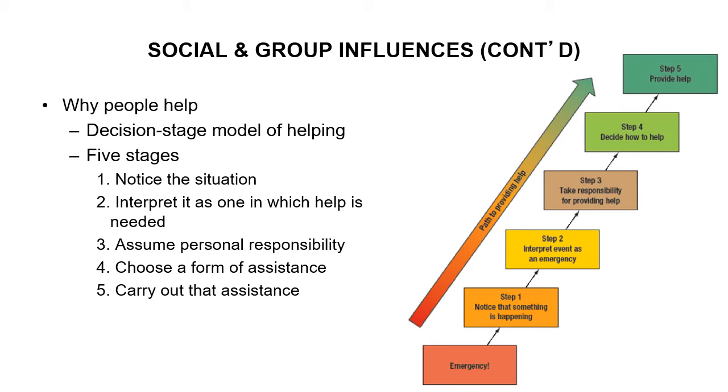As far as helping though, why do people help? Well, there's what's called the decision stage model of helping, and helping occurs basically in a 5-stage process. First stage, you notice the situation. Second stage, you interpret it as one in which help is needed. Third, and this is the important one, assuming personal responsibility. Fourth is where you choose the form of assistance. And then fifth is where you actually carry out the assistance. And as I said, number 3 is a big one, and we're going to start talking about groups next and looking at how groups affect this. But groups actually affect decision making in a way that can be detrimental to helping.